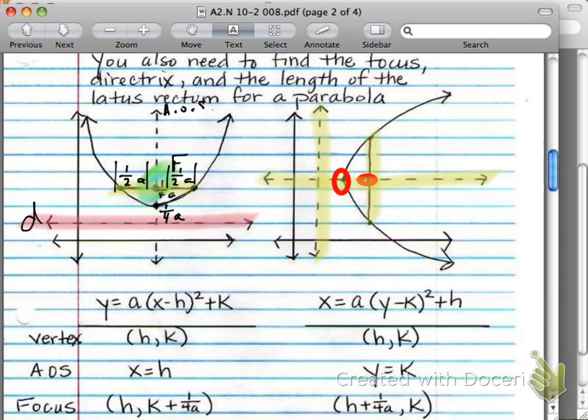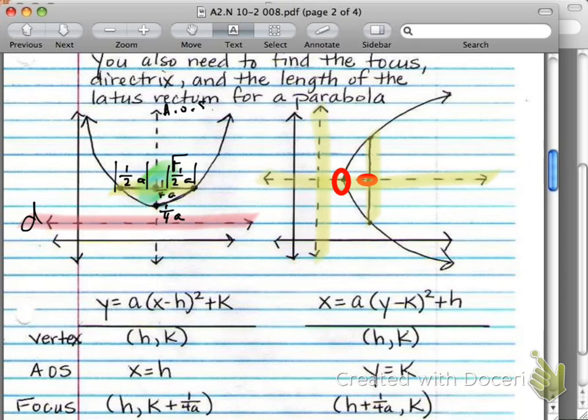And again, they all work the same, except now the difference is the parabola is opening right versus left, right? But everything else works the same. What's this measurement? 1 over 2A. Absolute value of 1 over 2A. The distance from here to here is 1 over 4A. Distance from here to here, 1 over 4A. Okay? Alright.